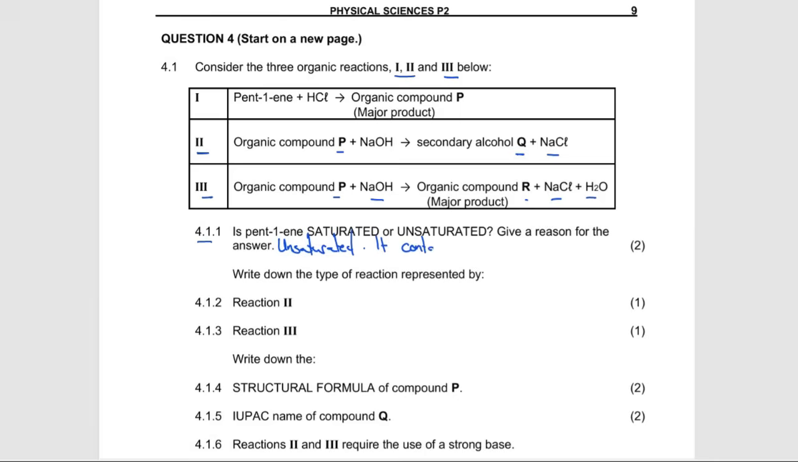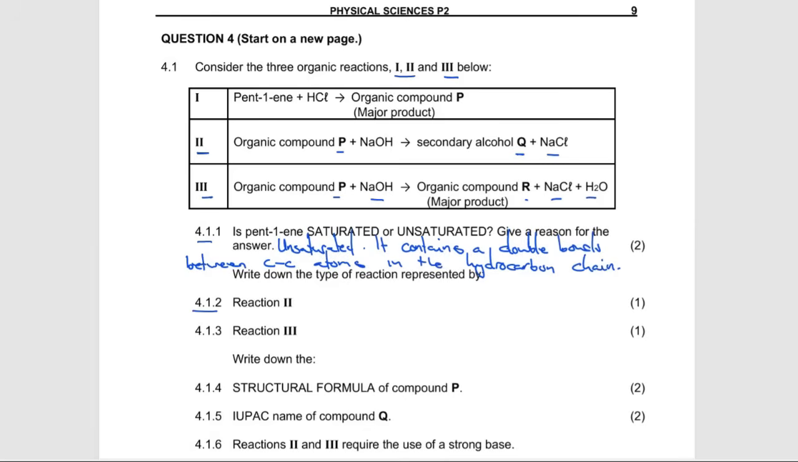so it contains a double bond between carbon to carbon atoms in the hydrocarbon chain, like that. Okay, that's what you're having.